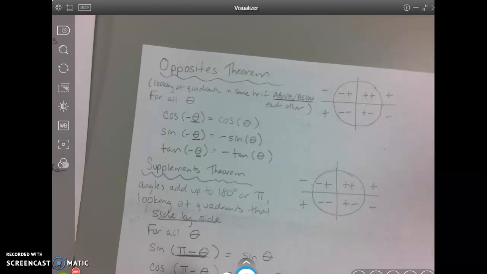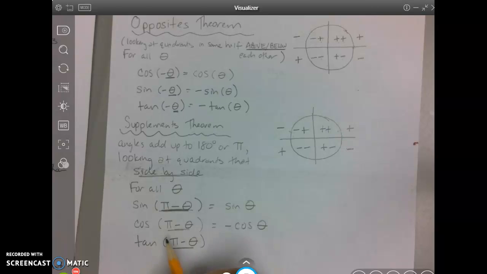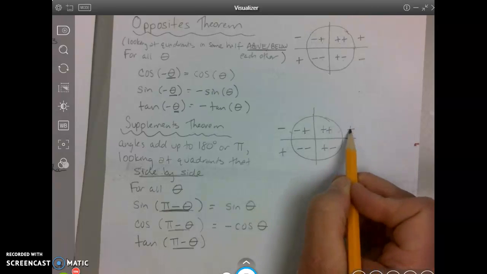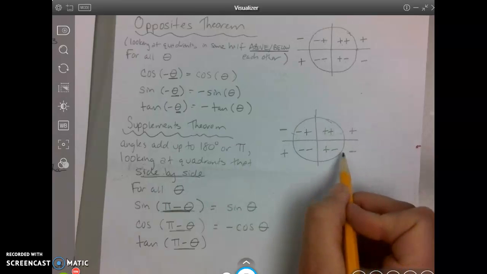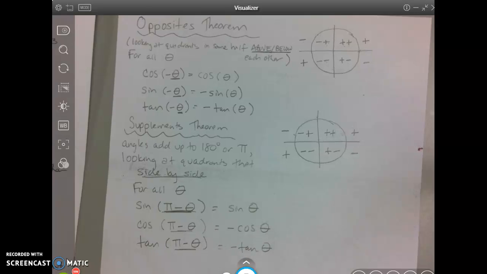Right? And then let's look at tangent in side-by-side quadrants. That's what this means. This right here means side-by-side quadrants. So in my side-by-side quadrants, look at tangent. Plus, minus, minus, plus, it changes. So it's the opposite. If one is positive, the other is negative. Okay?